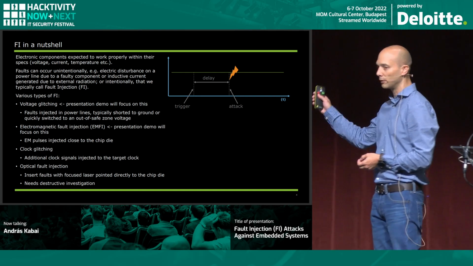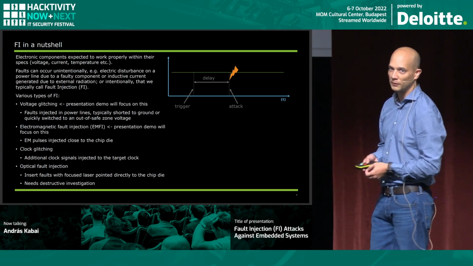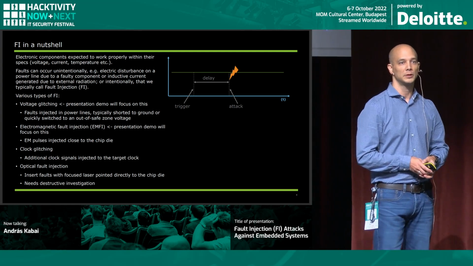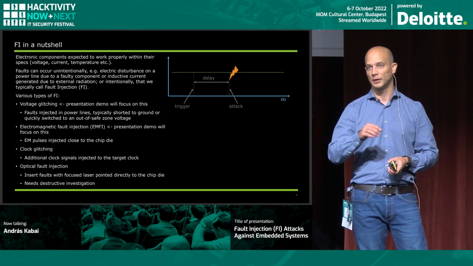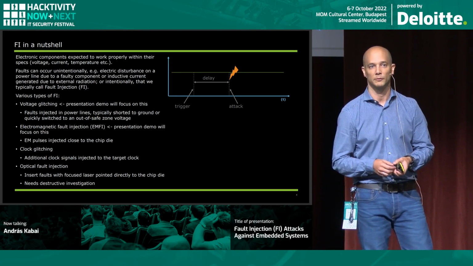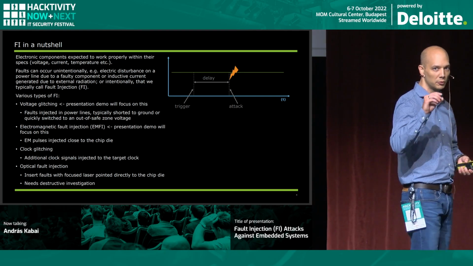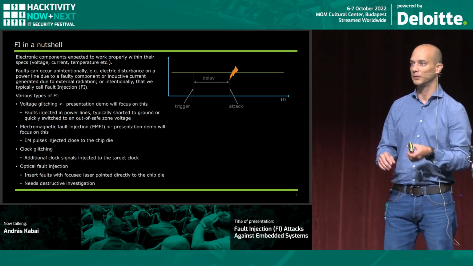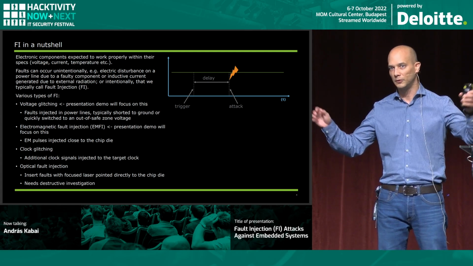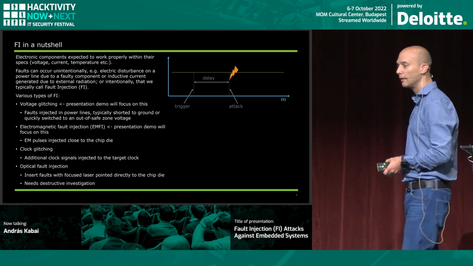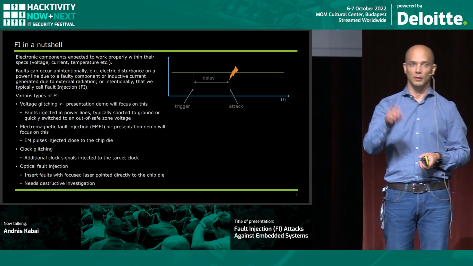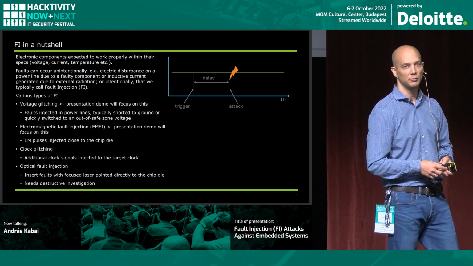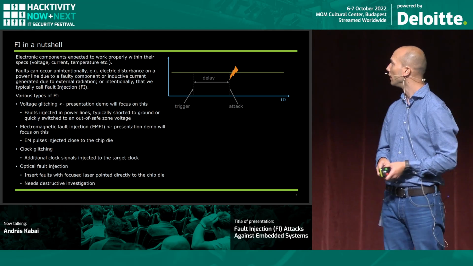There are various types of fault injections. The typical one is voltage glitching. This will also be covered in the demo. For voltage glitching, we are typically targeting the target's power source. If possible, we tend to go directly to the core voltage, because that is different from the one used by, for example, the external interfaces. And we introduce glitches, for example shorts to the ground on the power lane.